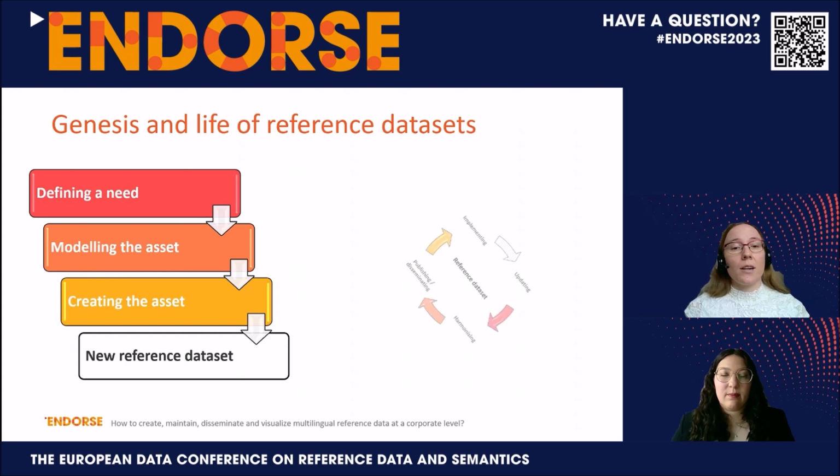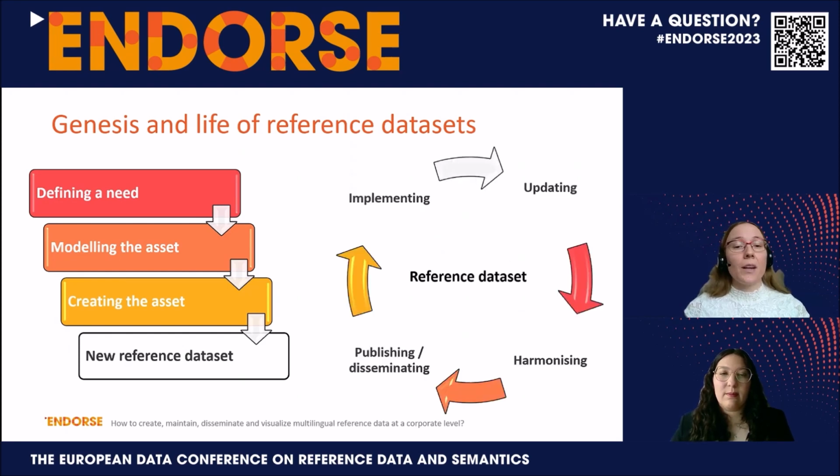And once the asset is created, the new reference data set is published and disseminated in some semantic repositories and on other portals such as EU Vocabularies, as Lucy already explained. So it's a cycle of implementing, updating, harmonizing the reference data sets, and finally, of course, publishing and disseminating it to make it available to the public.